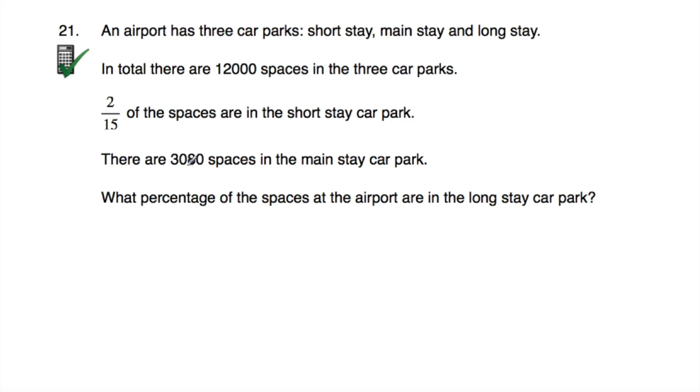We're told there's 3,080 spaces in the main stay car park. And then the question is, what percentage of the spaces at the airport are in the long stay car park? Okay, so to begin with, I'm going to work out how many in the short stay. If we work out 2/5 of 12,000, that'll tell us how many spaces are in the short stay car park.